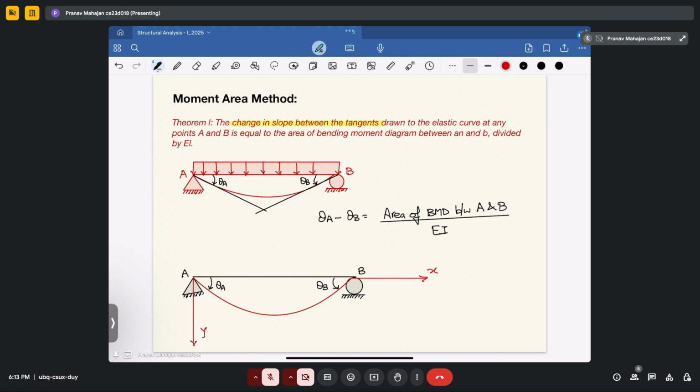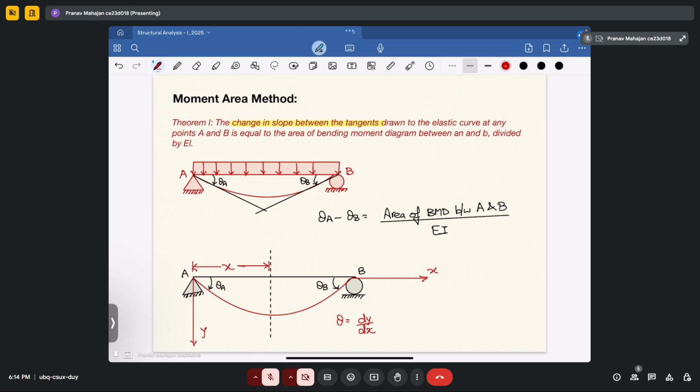Okay, and you mark any section HH. So if this is your H section, then how will you define slope? Slope will be defined by the rate of change of displacement.